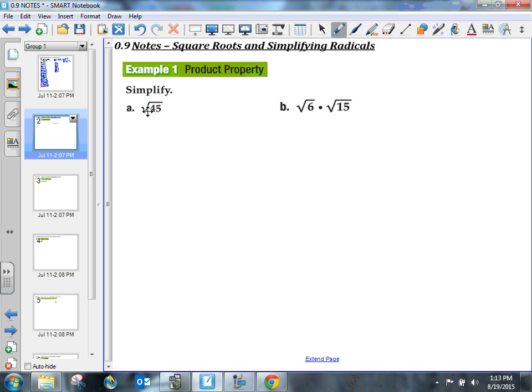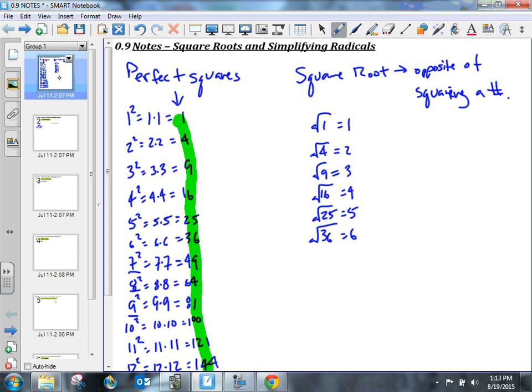Okay. So what I want to do is simplify the square root of 45. Now, my method of doing this is I want to split this into the product of 2 radicals. And under one of those radicals needs to be a perfect square. So let's go back to our list real quick.